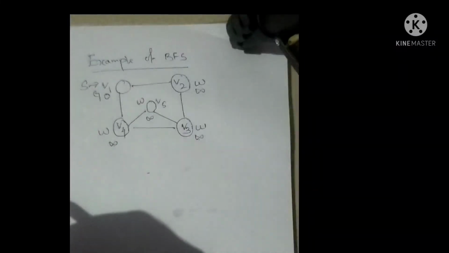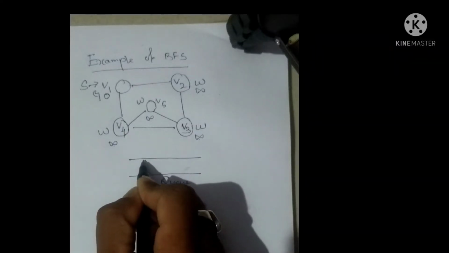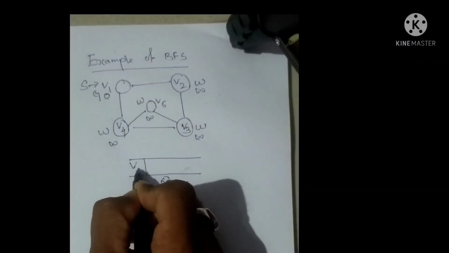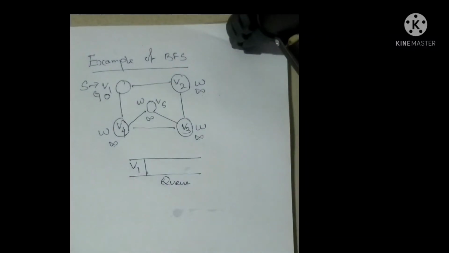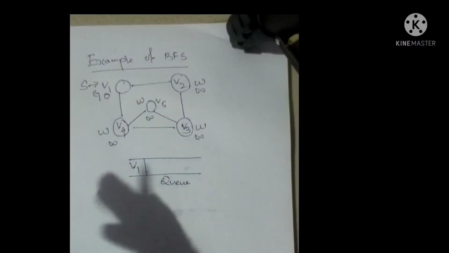The next step is that we are going to add your source vertex to the queue. Let's say that here is the queue. I am going to add the source vertex. The name of the source vertex is V1, which is added. Then you have to repeat until the queue is empty.